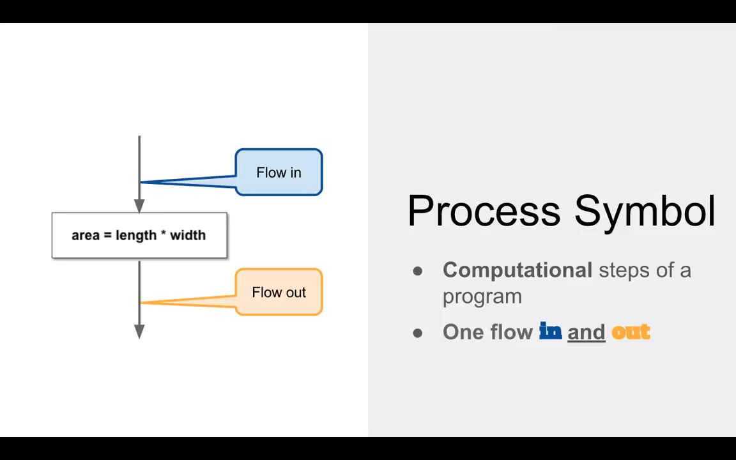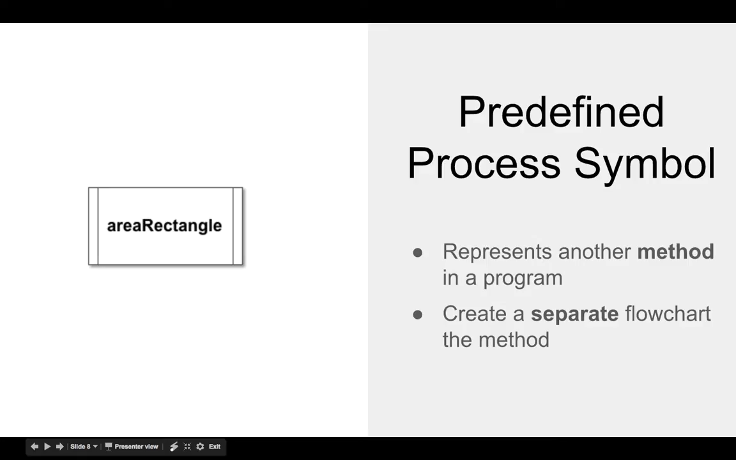The process symbol is really for computational steps of a program. So this is any time that you're setting something equal. If you're doing any type of math, then you're going to put it inside this. So it's sort of like internal things that are happening inside the computer that no one sees. You can just put in a regular rectangle. These also have one flow in and one flow out.